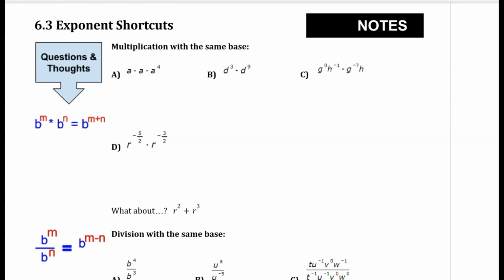lesson and list out all the factors of A. So I have a factor of A, another factor of A, and then 4 factors of A. They're all multiplied together. So in all, I have 6 factors of A, or A raised to the 6th power. Now let's look at an easier way to get to that result.